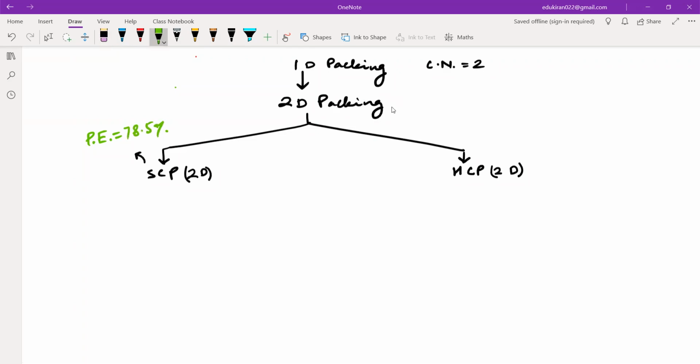78.5%. Okay, fine. Mazia, you tell me what is the packing efficiency of hexagonal close packing in 2D? So 74%. 74%. Maimuna, what is the answer? 90%. Yeah, it is 90.6, 90.7. Okay, so you can write 90.6%. Right? 90.6%.